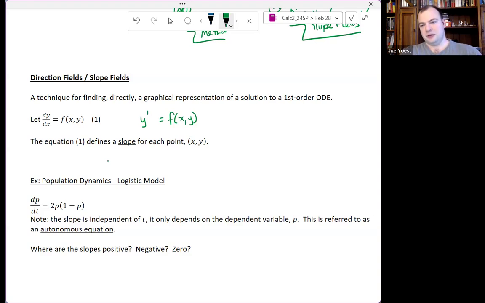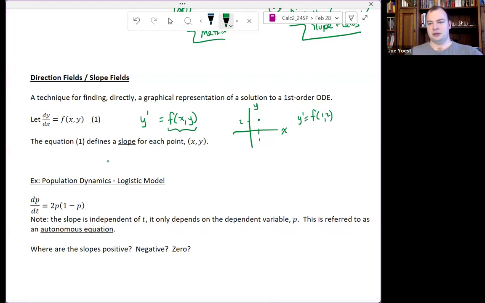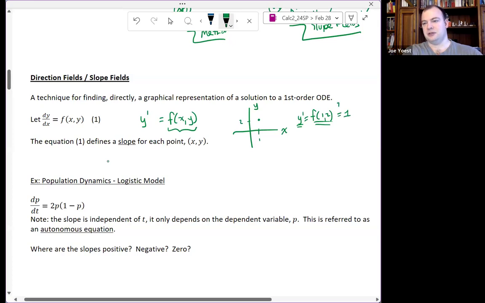What it means is that for each point in the xy plane, I can evaluate f at that point. So maybe here x is 1 and y is 2. I can evaluate f of 1 comma 2, and y prime at that point, if a solution passes through that point, its slope must be this number. Maybe this number is, let's say, 1, for instance.